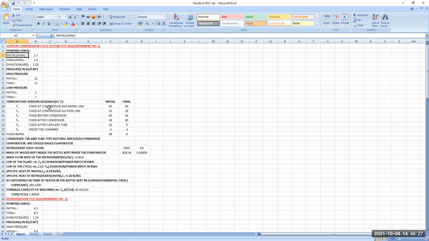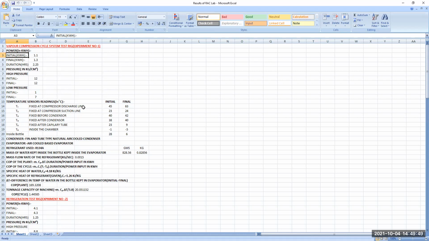You see, there are 6 temperatures we have recorded: T1, T2, T3, T4, T5, T6. T1 is fixed at the compressor discharge outlet, meaning the temperature of the refrigerant at the outlet of the compressor, and the sensor fixed at the compressor suction line, meaning the inlet of the compressor, is given as T2.